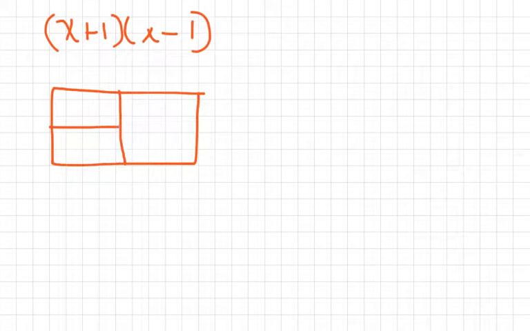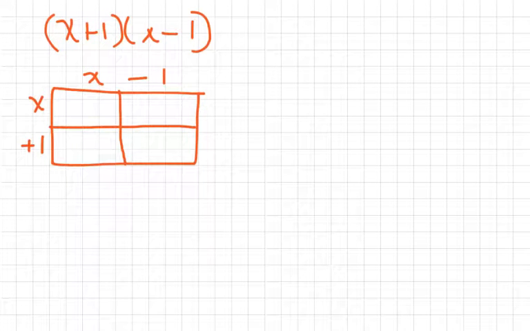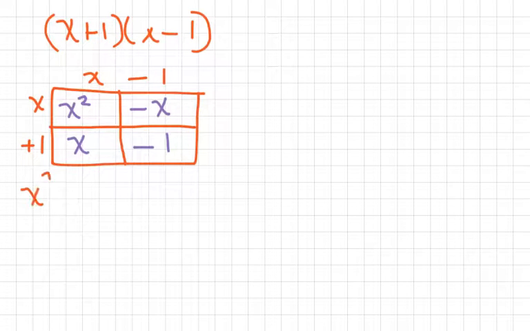I'm going to first draw my rectangle with my boxes. I know I've got x plus 1 and x minus 1. Now I'm going to go ahead and multiply x times x, which is x squared. I'm going to multiply 1 times x, which is 1x. I'm going to multiply x times negative 1, which is negative x. And I'm going to multiply 1 times negative 1, which is negative 1. I'm then going to simplify by rewriting all the terms inside. X squared minus x plus x minus 1.